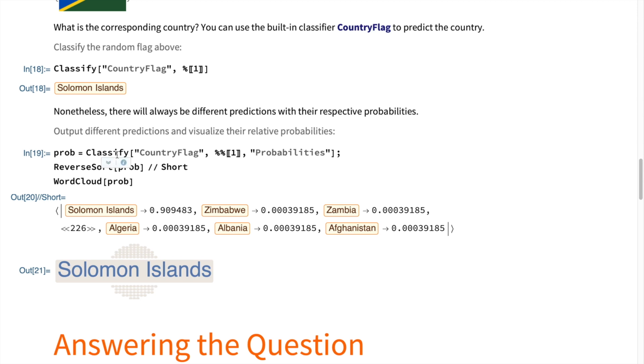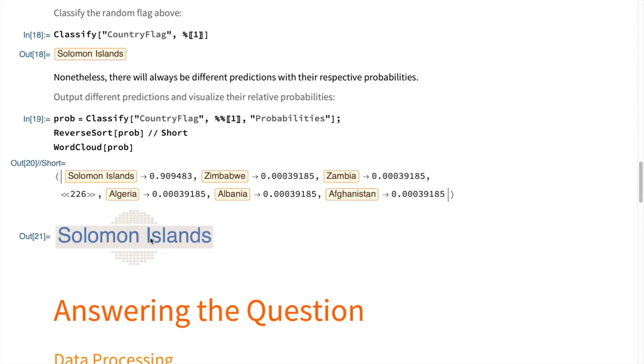We will apply a reverse sort to our prob variable to make sure the highest probabilities are first, and we will also apply the word cloud function onto our list of probabilities. It looks like the Solomon Islands still reign supreme, and all other countries have very small probabilities. Note that country names are sized according to probabilities in our word cloud.